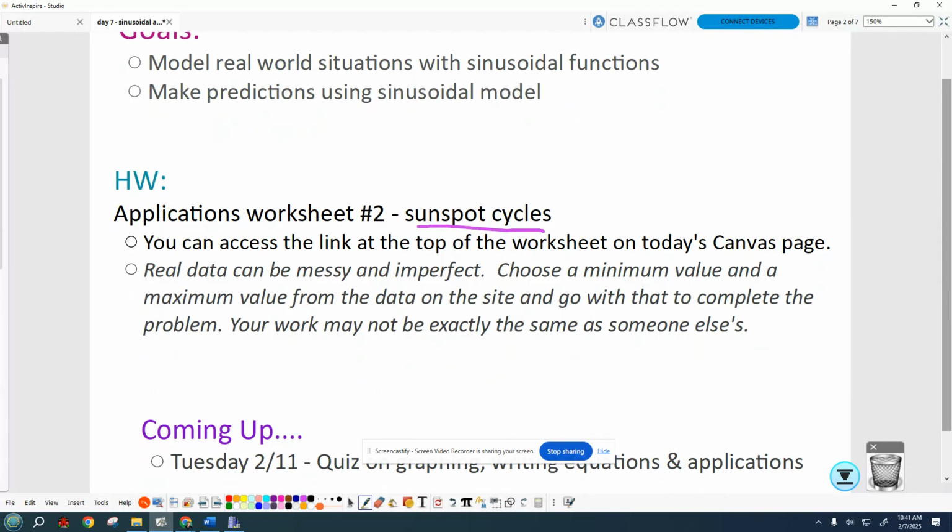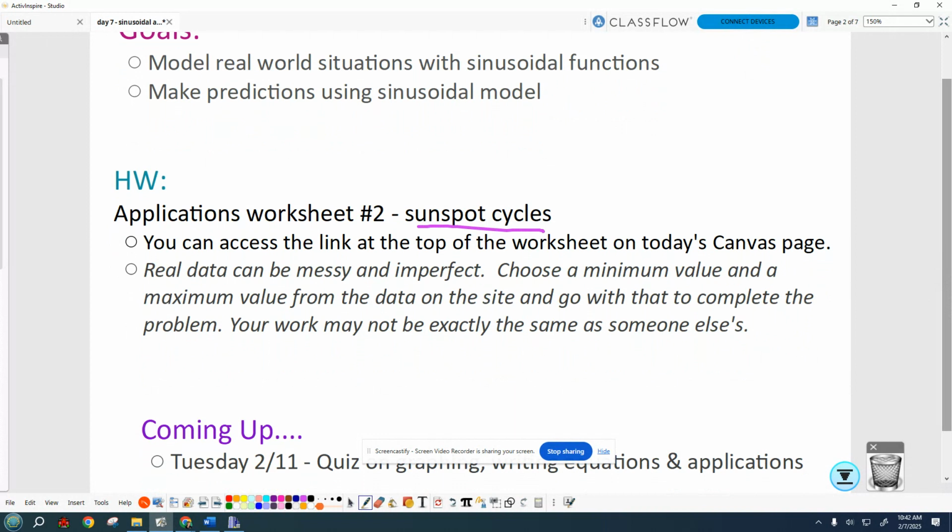The homework tonight, well, homework is the class worksheet if we don't finish it, which we did not finish in 3rd period. And an application sheet where we are asking you to look up the sunspot data. And there's a big, long, ugly website link written there. I put that link on the Canvas page for today, so it's easier if you go on that and click it rather than typing it in.